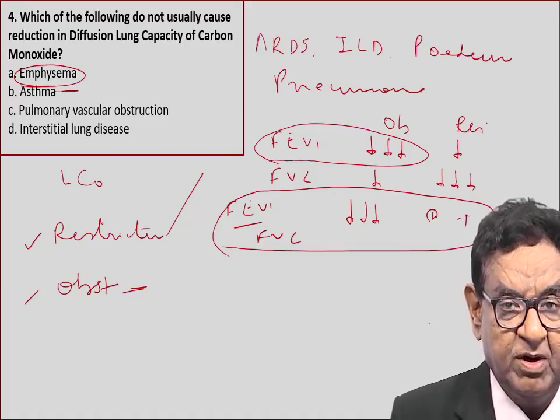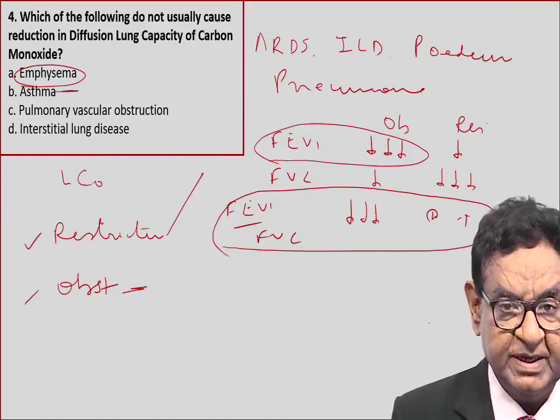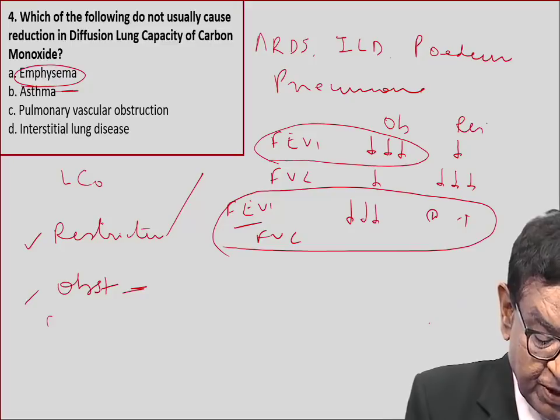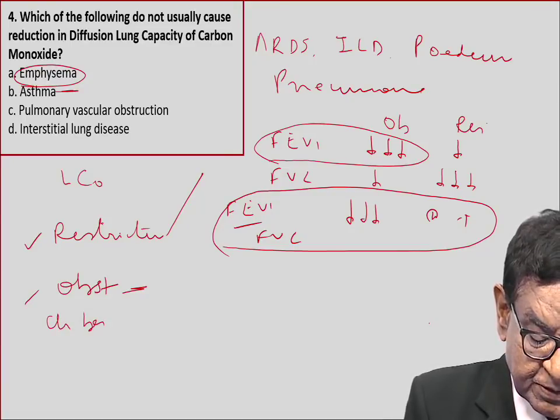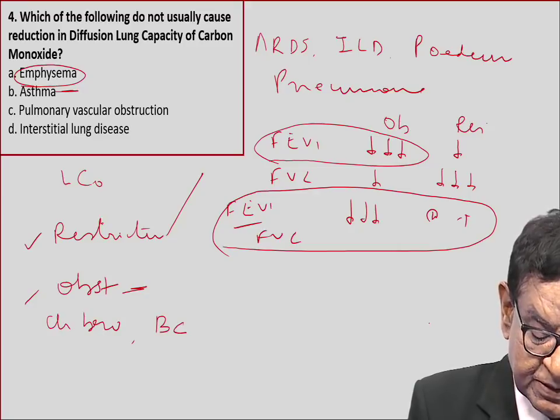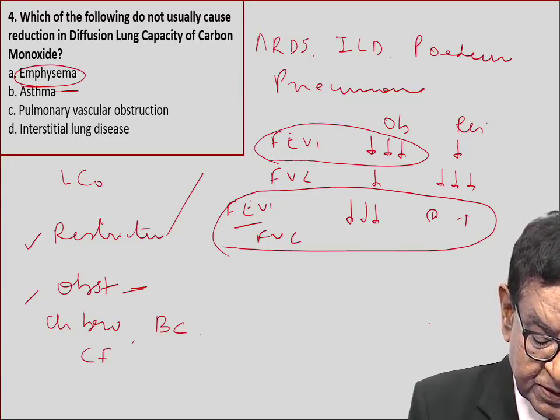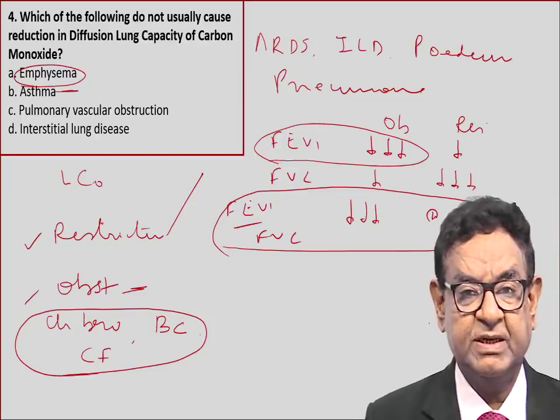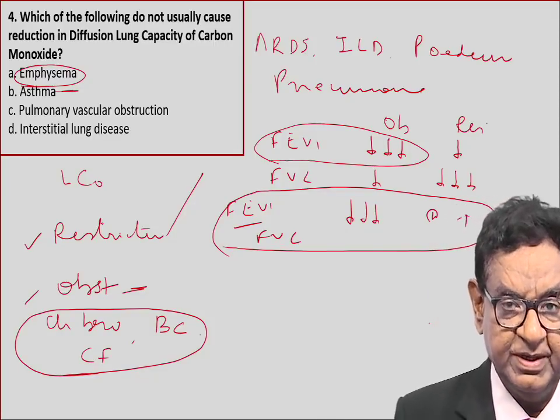Now, the other examples of obstructive airway disease other than emphysema are chronic bronchitis, bronchiectasis, and cystic fibrosis. These are the other examples of obstructive airway disease.